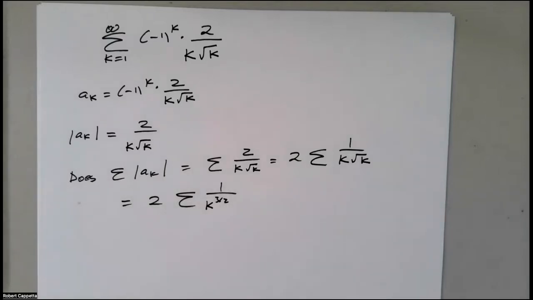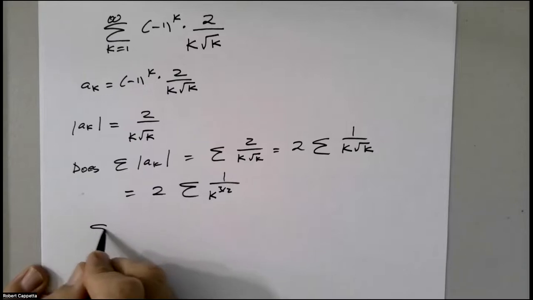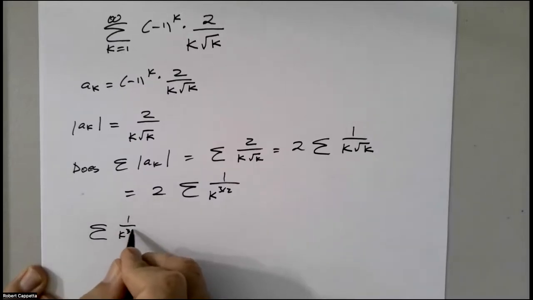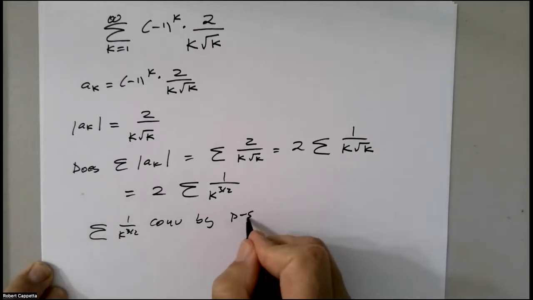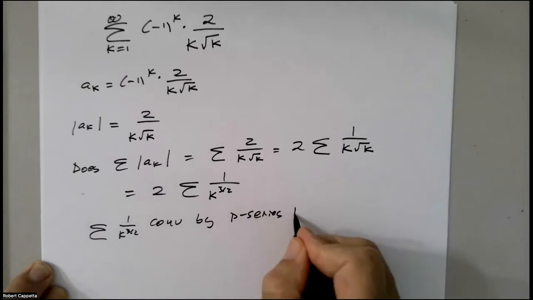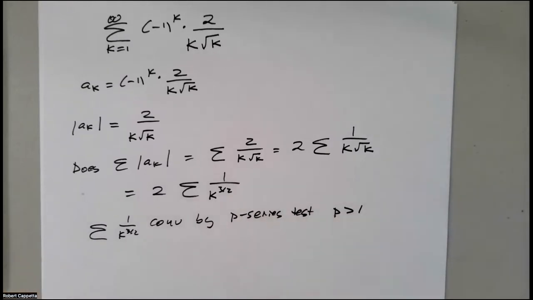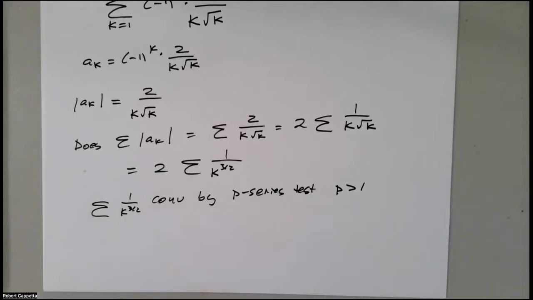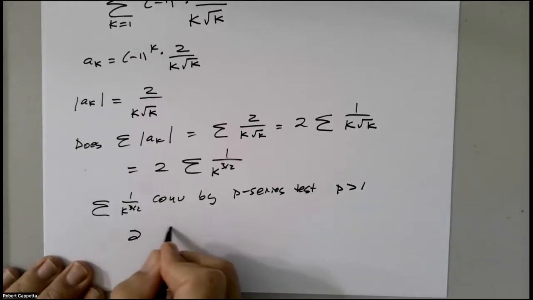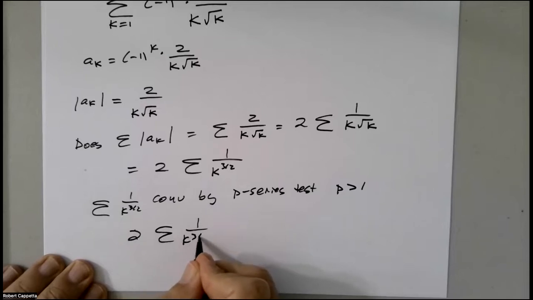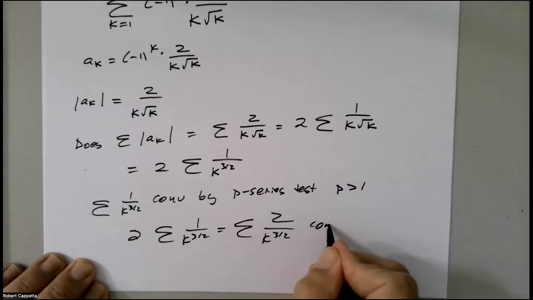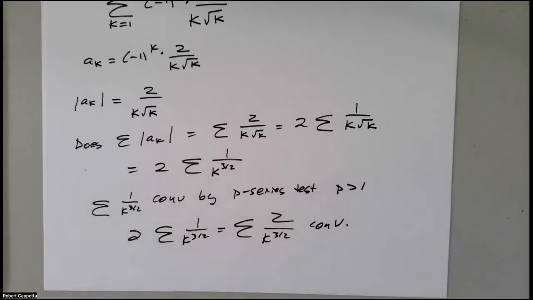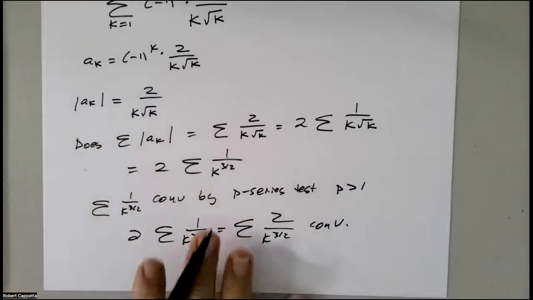And then what do we know? The sum of 1 over k to the 3/2 converges by the p-series test. We always want to compare to p-series if we can. 3/2 is greater than 1. P is greater than 1. So 2 times it must also converge. So 2 times the sum of 1 over k to the 3/2, which equals the sum of 2 over k to the 3/2, converges. And why is that? A multiple of a convergent has to be convergent. So indeed, we have shown that the absolute values converge, but then what do we conclude?